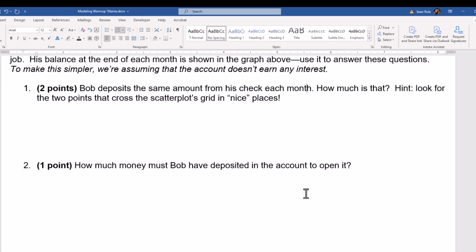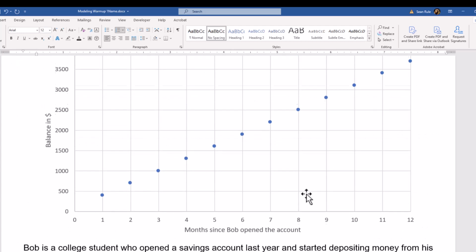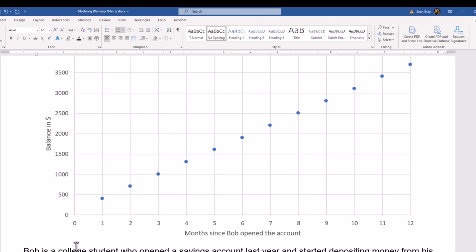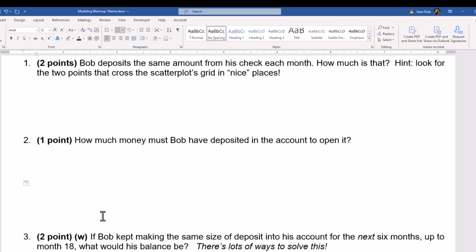How much money must Bob have deposited in the account to open it? Now, I guesstimated that first point up there was $400, and we can double check that real quick here. And yep, it is right there. You can see it, a little $400. So remember, he deposits $300 in the account every month. So that's $400, which means he must have started it with $100.